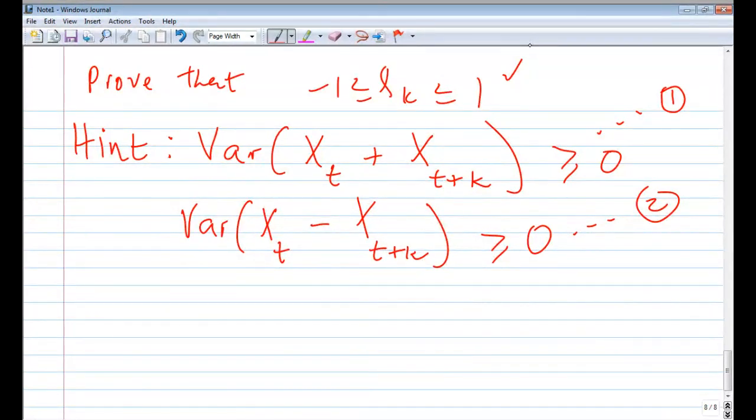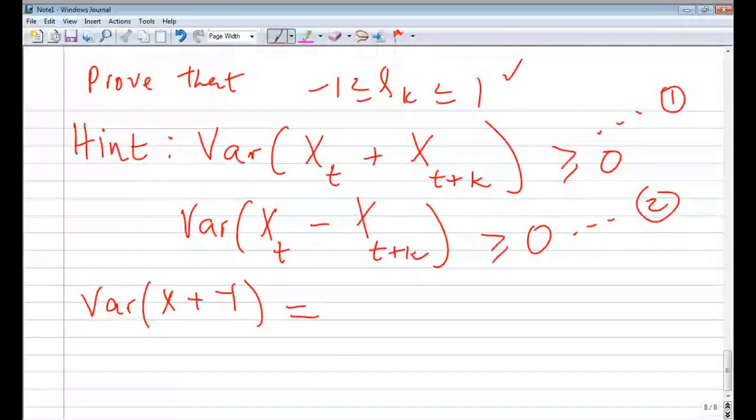But let me just give you another hint on how to calculate the var of xt plus k. I know that you know those properties of variance and properties of expectations. I know you did that in second level. If you didn't, hard luck. So now let me just remind you, for those who still recall. Let me just take two variables, x plus y.